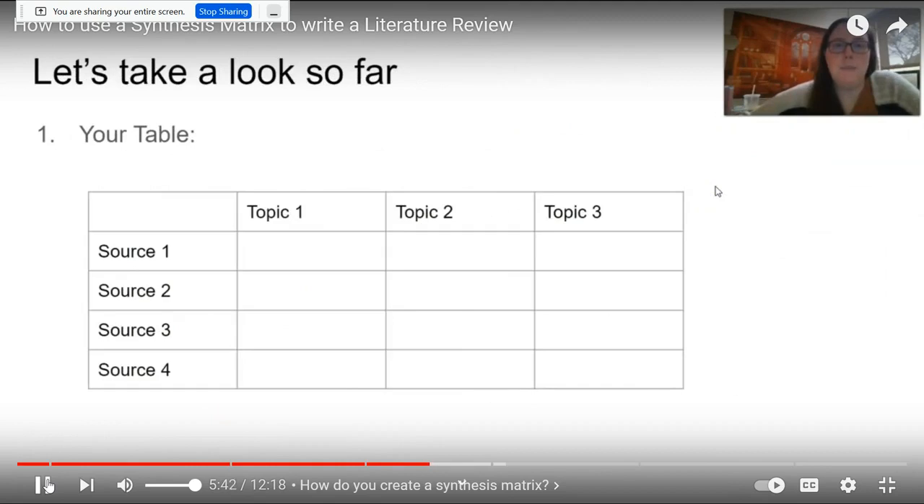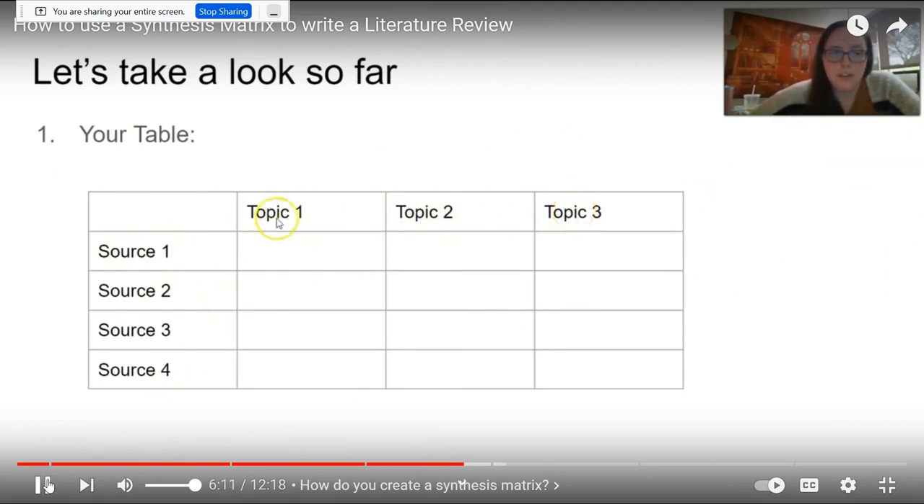Here's what a synthesis matrix will look like once you've identified your sources and the number of topics that you want to talk about in your literature review. So you're going to put all of your sources on the very left column. You might put the title of the source, the author, maybe a link to find the source quickly. And then you want to identify some key topics that your sources talk about.